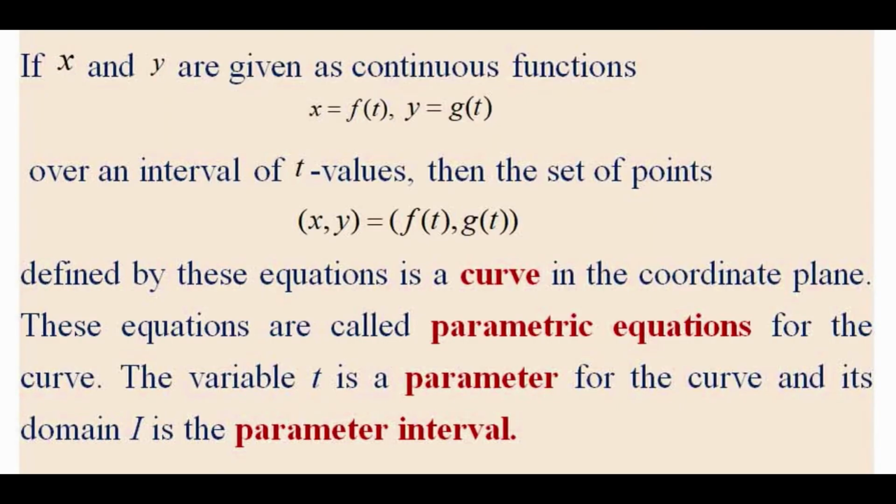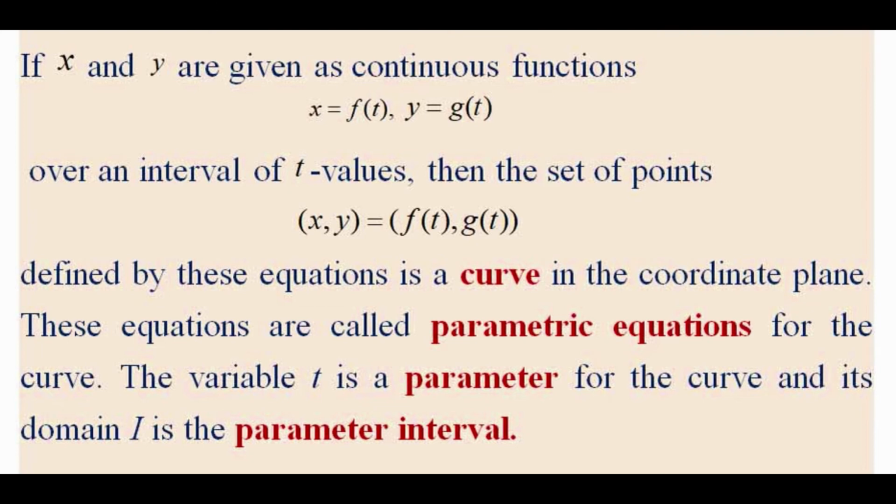This is as follows. If x and y are given as continuous functions, x is equal to f of t and y is equal to g of t over an interval of t values, then the set of points (x, y) equal to (f of t, g of t) defined by these equations is a curve in the coordinate plane. These equations are called parametric equations for the curve.